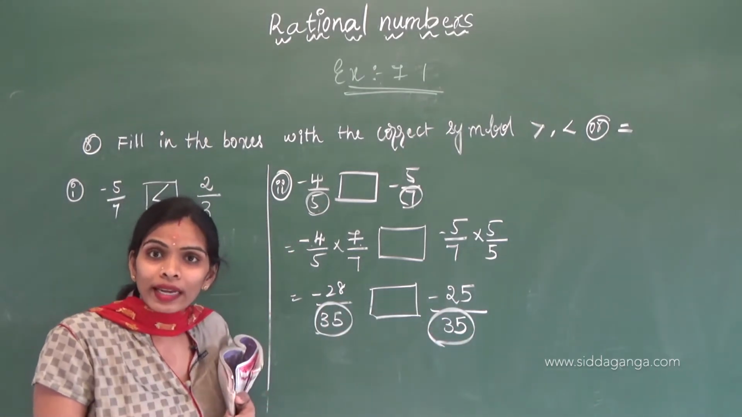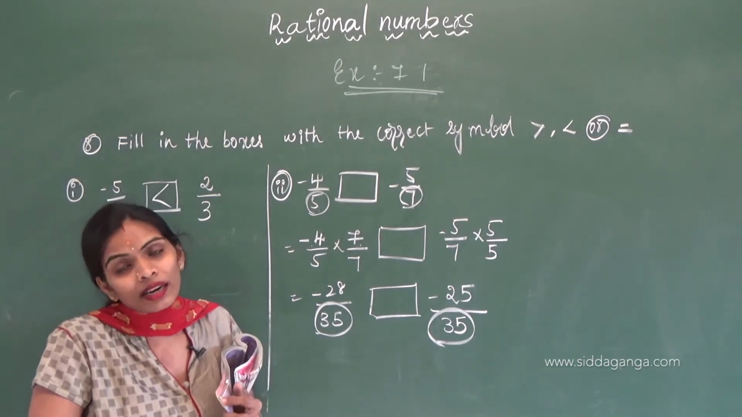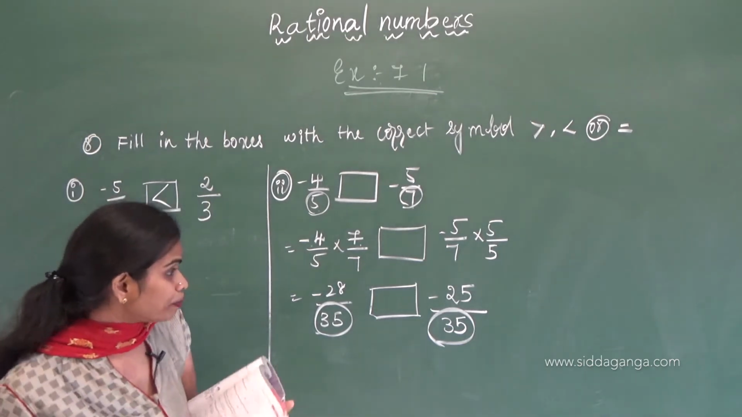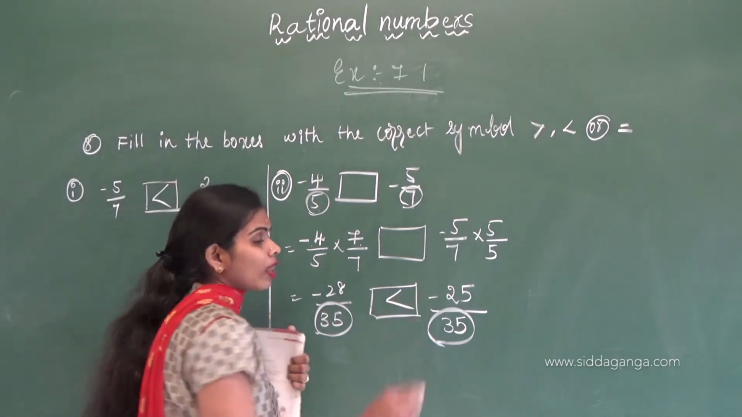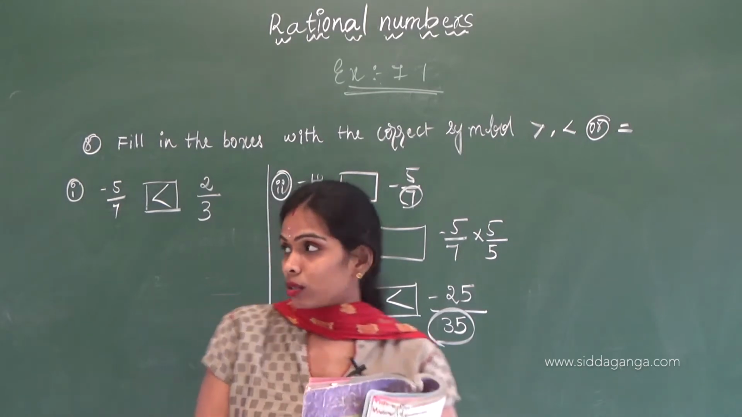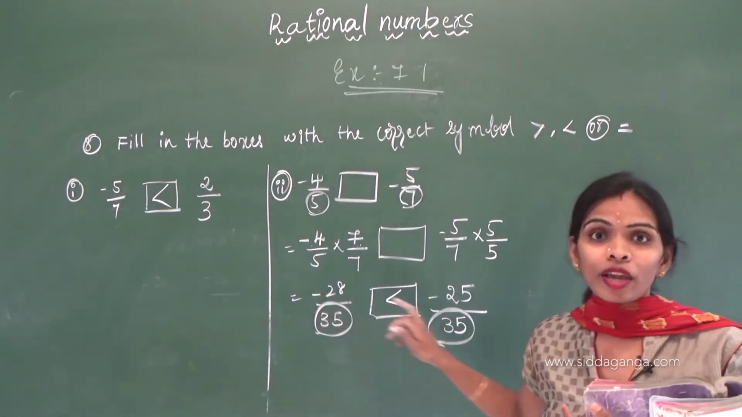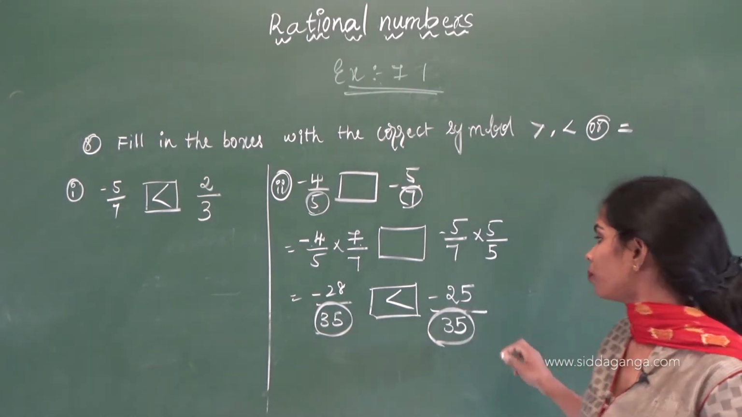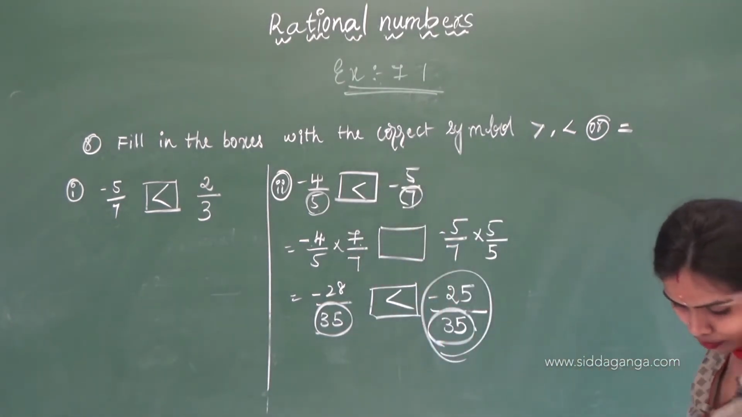Is 25 bigger or is 28 bigger? If it is positive integers, obviously 28 is greater, but it is negative, so which one will be greater? 25 is greater. If it were positive, 25 would be bigger, sorry, 28 will be the greater one. Here it is in negative terminology, that's why I am telling that this is the greater one. Here we have to put the less than symbol.